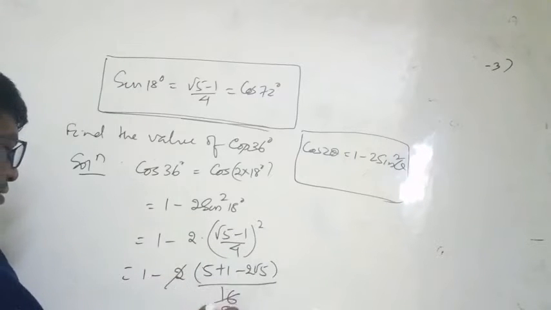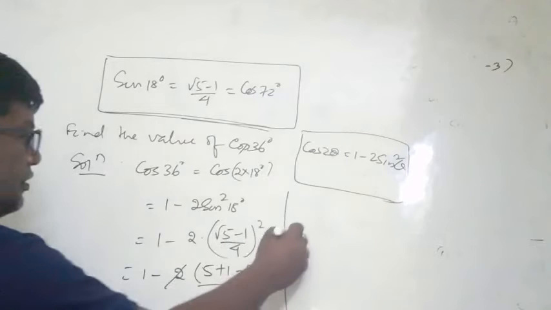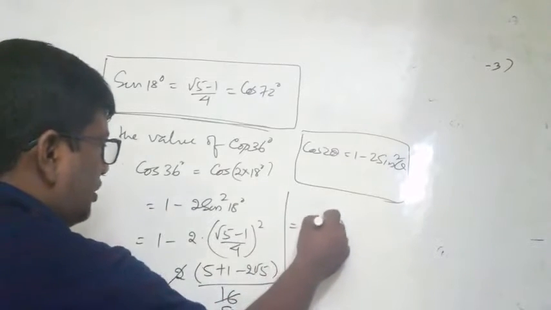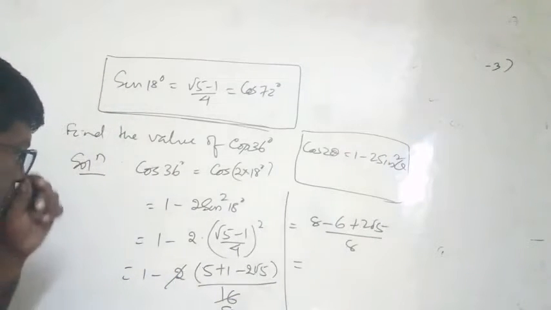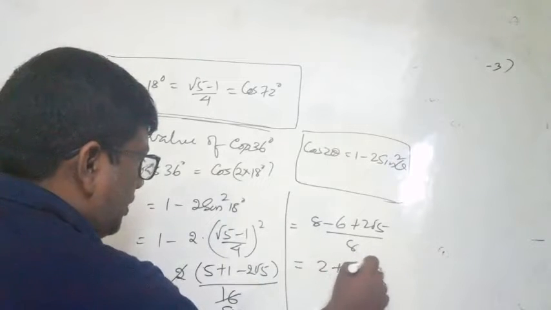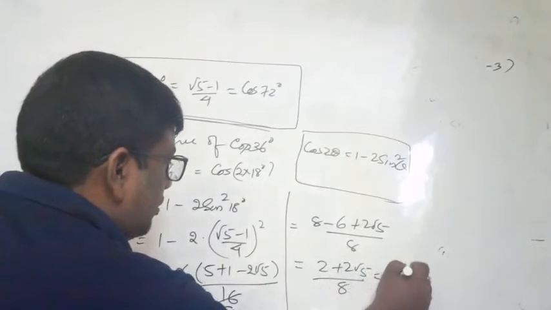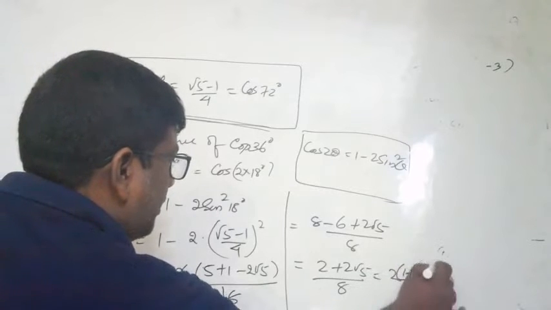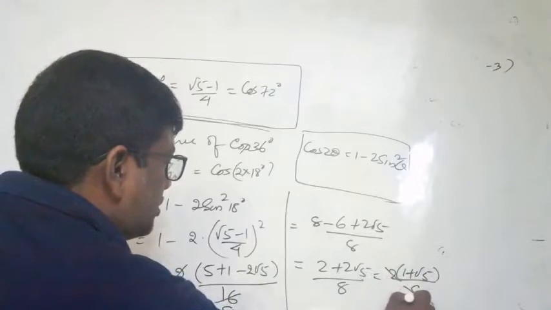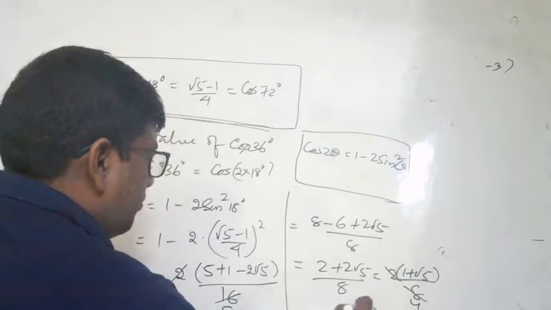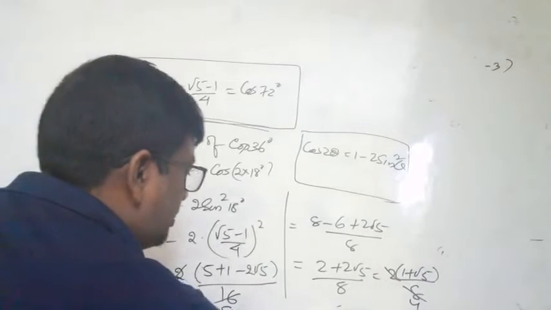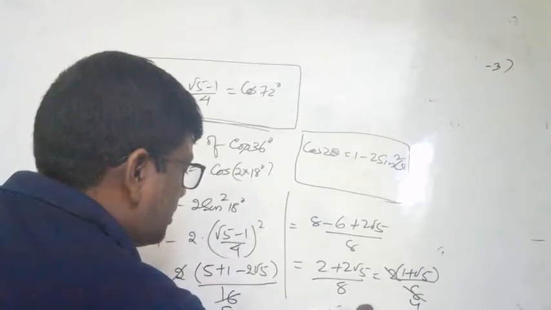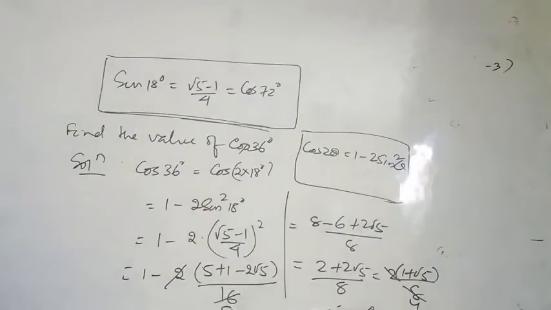So 2 into, this is 8, and this is equal to 8 minus 6 plus 2 root 5 by 8. This is equal to 2 plus 2 root 5 by 8. 2 common, that is 1 plus root 5 by 8. So this cancels with 4. This is equal to root 5 plus 1 by 4. This is the value of cos 36. Therefore, cos 36 degree is equal to root 5 plus 1 by 4. Now another formula.